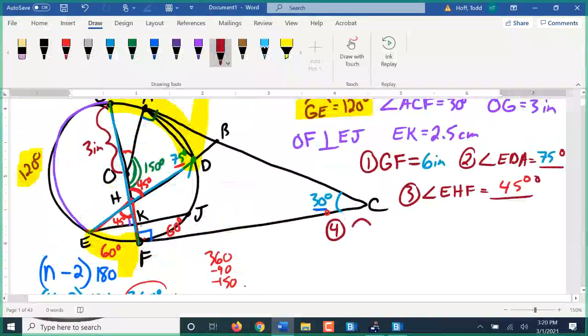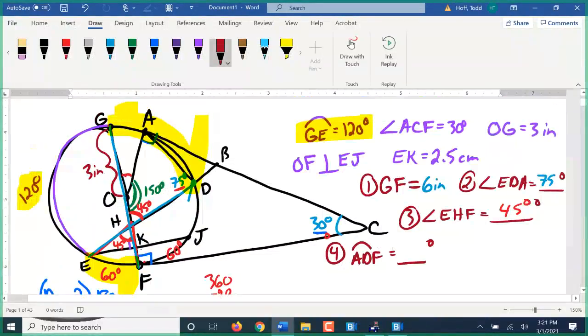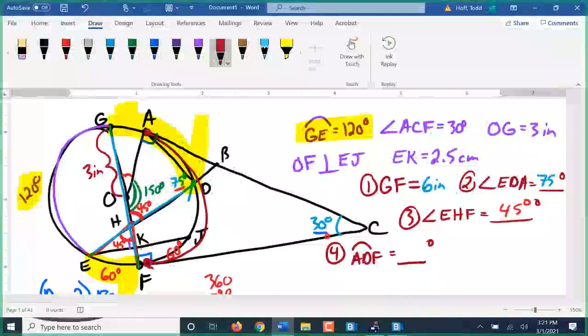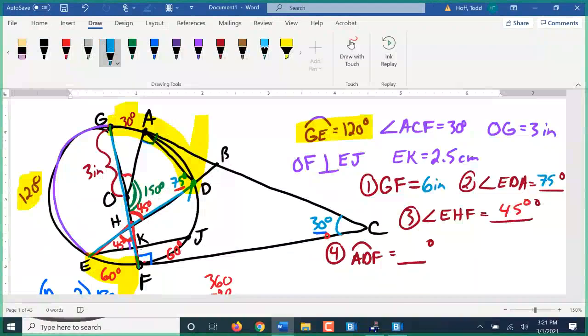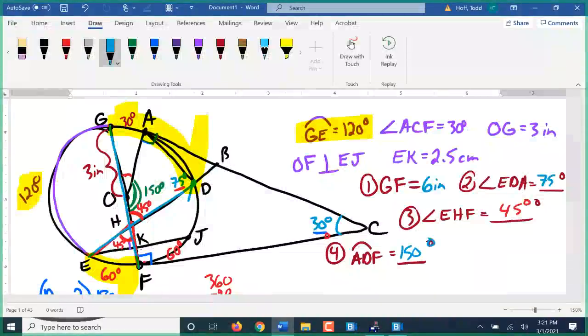Next, I'm going to ask you to find the size of arc ADF in degrees. Arc ADF goes from here, there. Erased it here, but we already know that this is 30 degrees out here. ADF has to be 150, perfect. Subtract 30 off of the half circle, 180 degrees.